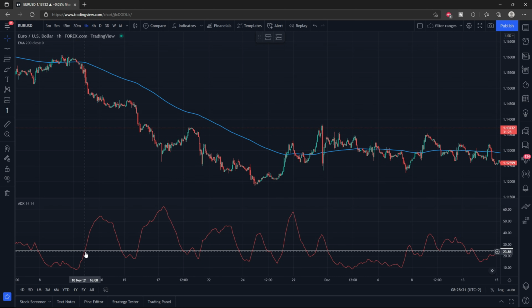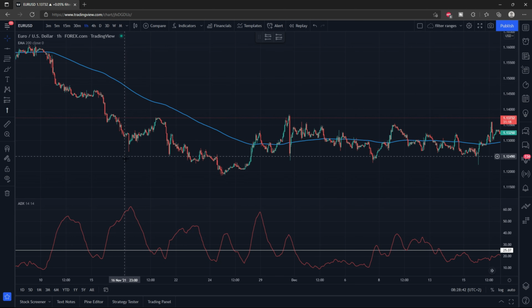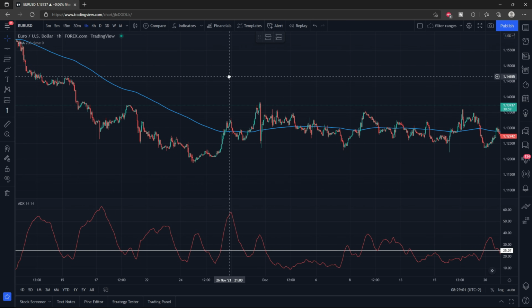So ADX goes over 25 here. We can see price is in a strong trend. Comes back under as we get this consolidation sideways, and then goes back over as price starts to trend again. It comes under again and then goes back up over it as price breaks out of the range. So you can see how when price starts to range, ADX goes down under the 25 level, and when it breaks out of that range and starts trending strongly, we get the ADX to go up to a higher number.